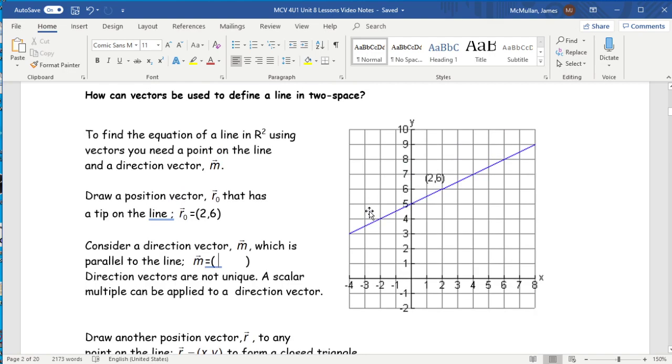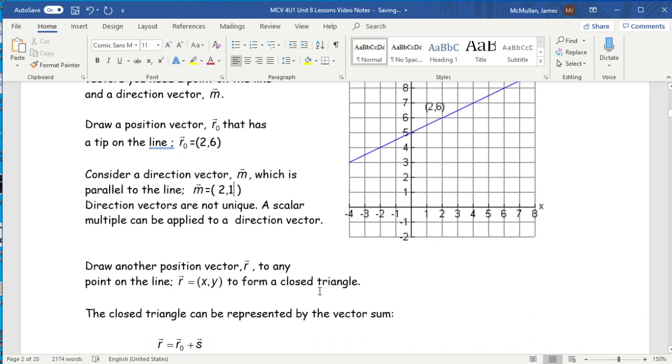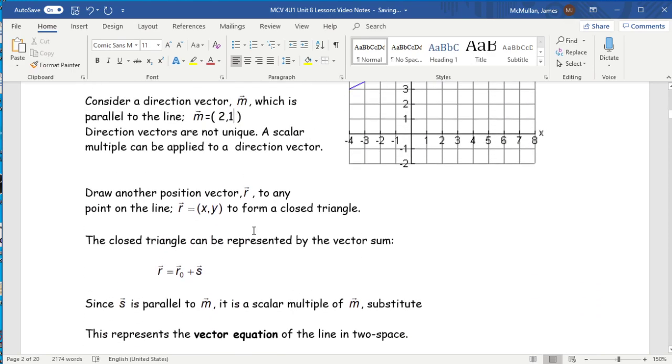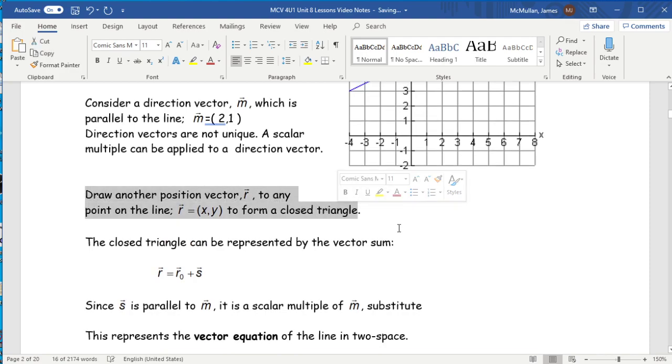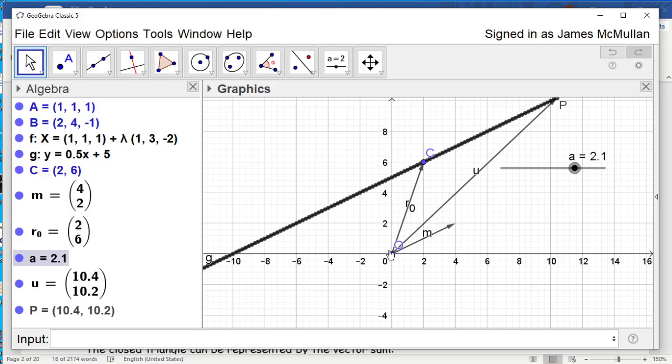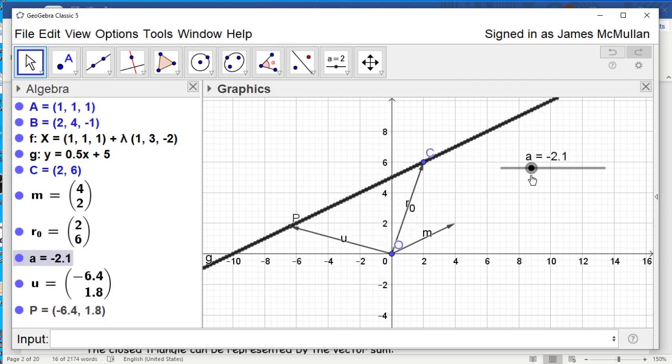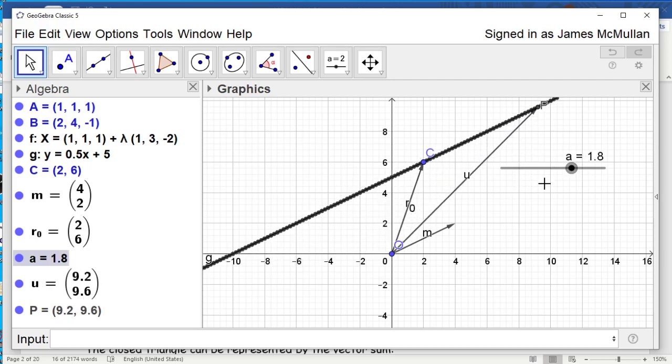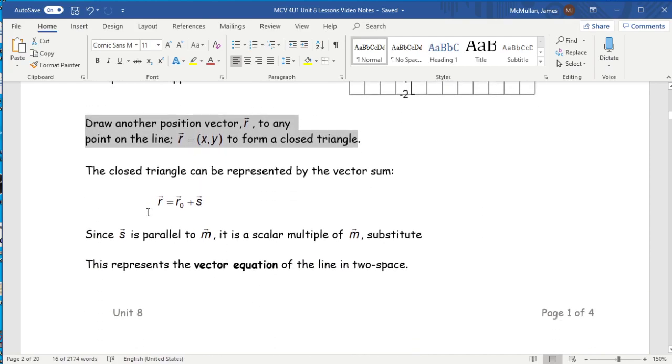So again, to be parallel to this line, you'd need to go over 2 and up 1. So we say M is 2, 1. Again, feel free to use 4, 2 or 3, 1.5 or whatever. And then you simply finish the triangle. And what do I mean by finish the triangle? So start with RO, then add the direction vector M, and then connect the two. And wherever you end up, that will be a point on the line. And all the possible destinations of that vector will be all the different points on the line. Okay, so the closed triangle can be represented by this vector sum.